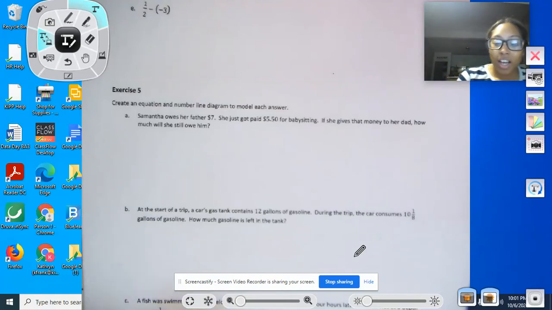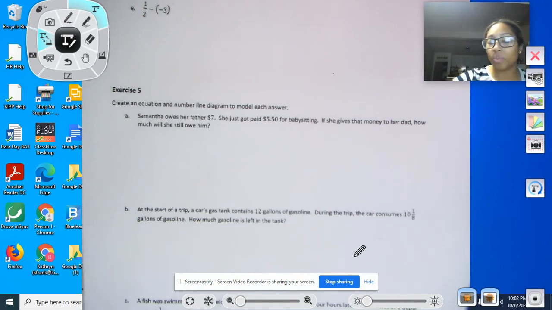Hey, Eagles. Yesterday, we started talking about adding and subtracting using integers. And that just meant we were looking at positive and negative numbers with no decimals, no fractions. Today, we are going to be looking at how we can add and subtract rational numbers. So, today we're adding and subtracting those numbers with decimals and with fractions.